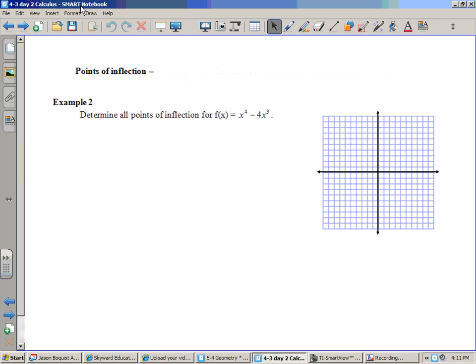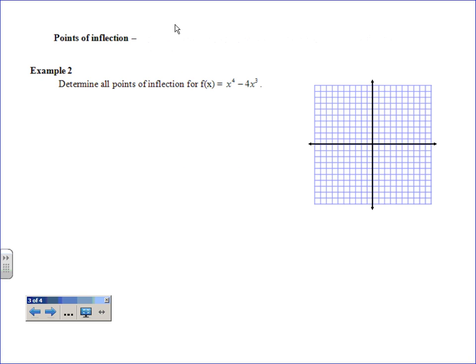Because of time we had to save this for today, but this is part 2 of day 2 of 4-3. Kind of a mouthful there. But a point of inflection is a place where it changes from concave up to down.